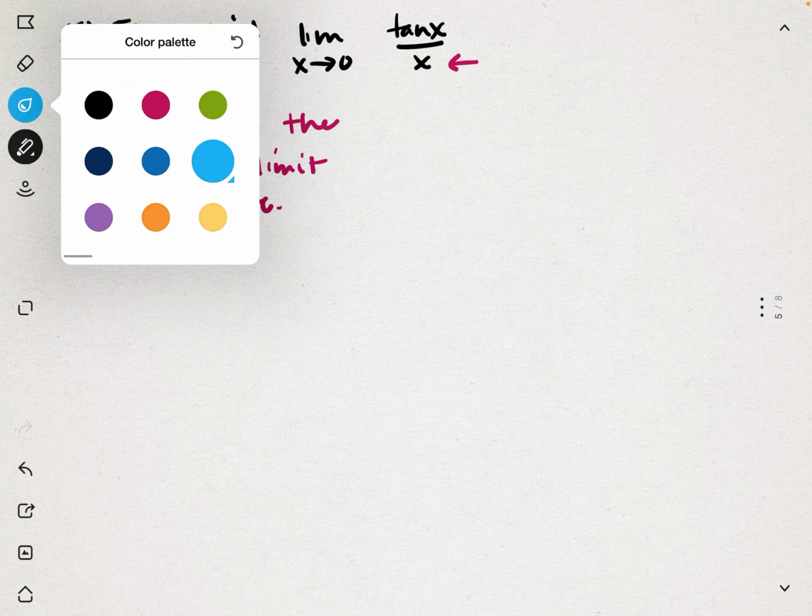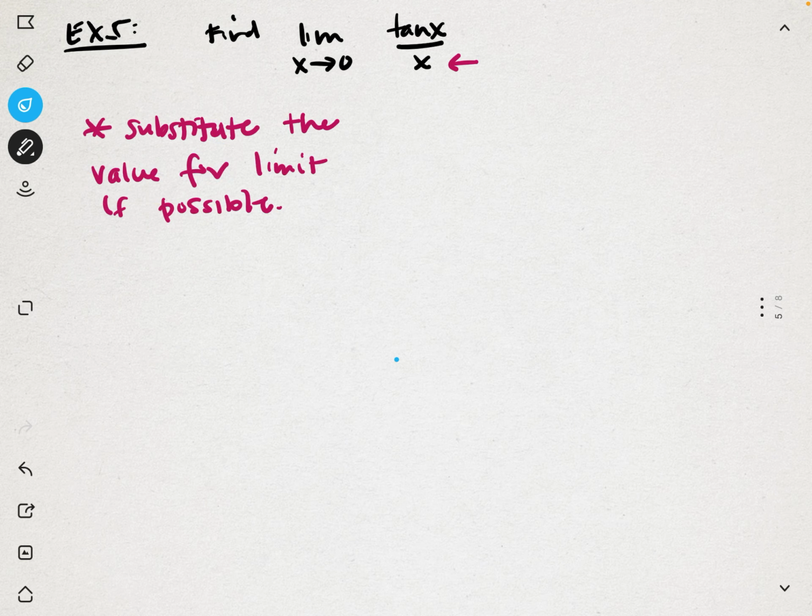Okay, so what we're going to do here is change our tangent. We know that tangent is the same thing as sine x over cosine x. And then rather than say divided by x, we could just call that 1 over x. So this is the tangent, and this is divided by x. So we just changed it into a different form.